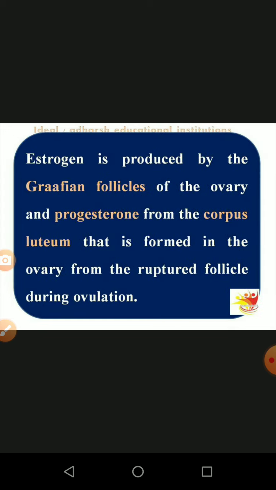First we are going to see about estrogen. Estrogen is produced by the Graafian follicle. It is an important question. So estrogen is secreted by the Graafian follicle of the ovary. And progesterone is formed from the corpus luteum, which is formed in the ovary from the ruptured follicle during ovulation. Ovulation is nothing but the release of egg cells from the ovary, which takes place only once during the month, after puberty.